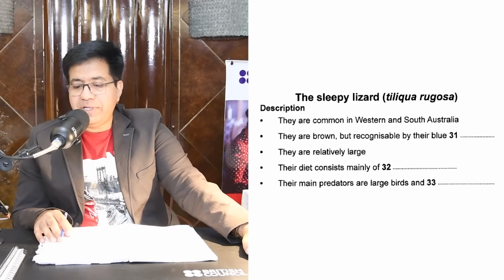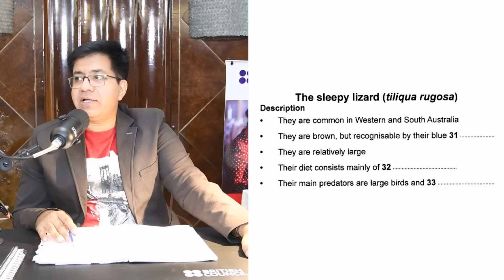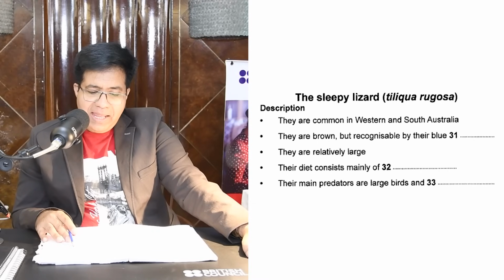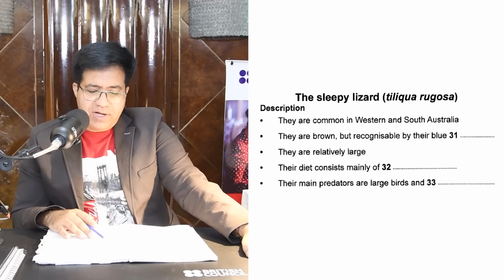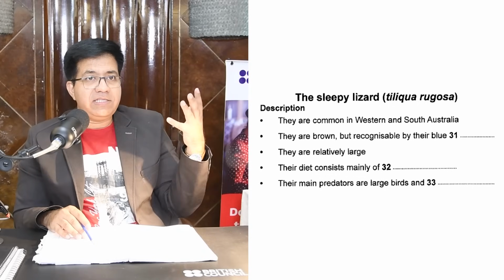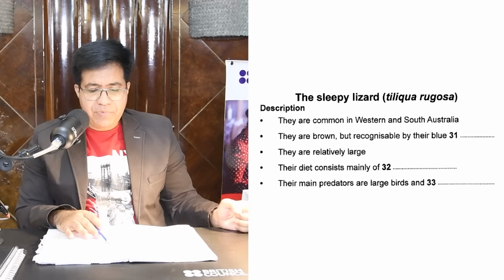Tongue. Absolutely. So the correct answer is tongue. Some lizards have a blue tongue, some lizards have a long tongue. It's okay, yeah? All right. So they are relatively large. Now they will talk about the size of the lizard. The ones we have are small, but there are large lizards as well.